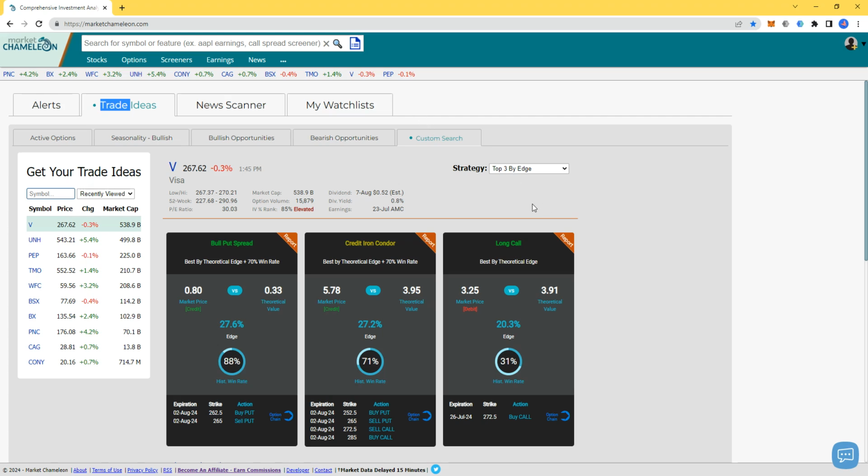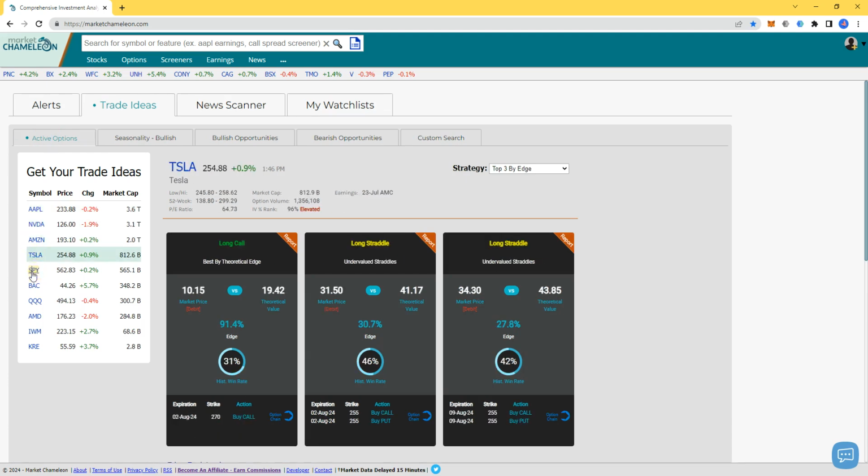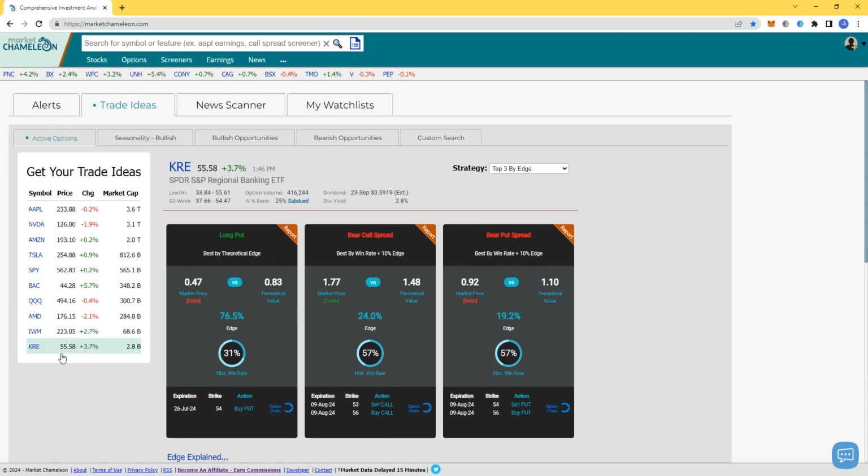This is where you find options to sell. You can also buy some calls, but options to sell to generate passive income. This is step 1. You got these active options right here. All the options that are most active: Apple, Nvidia, Amazon, Tesla, SPY, Bank of America. They posted earnings. They're up to $45. That's pretty interesting. QQQ, AMD, the Russell, and KRE, Spider Regional Banking. So that's a banking ETF.